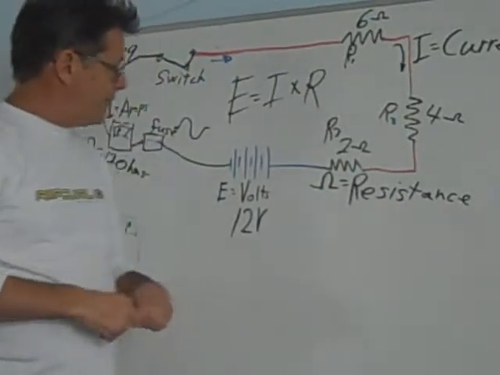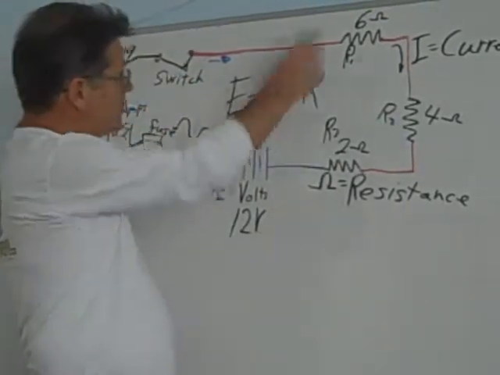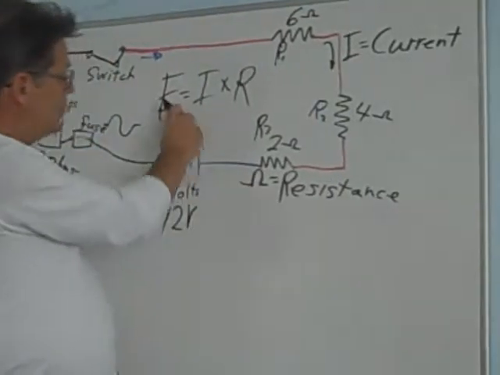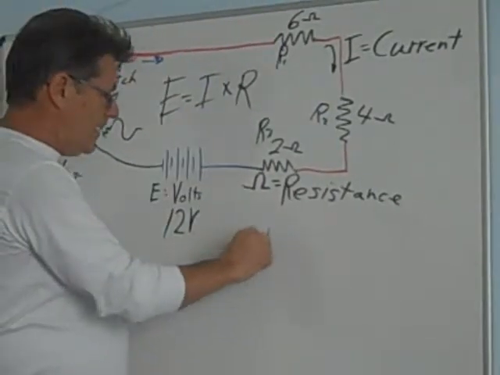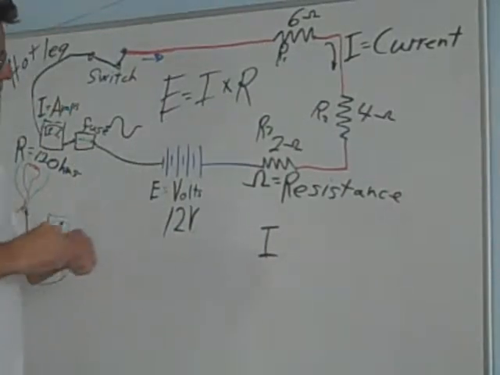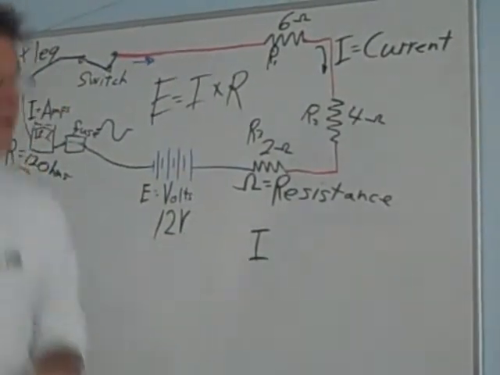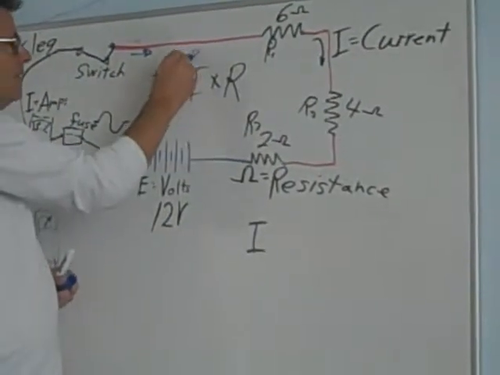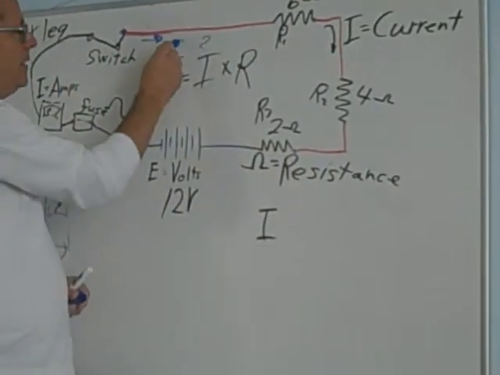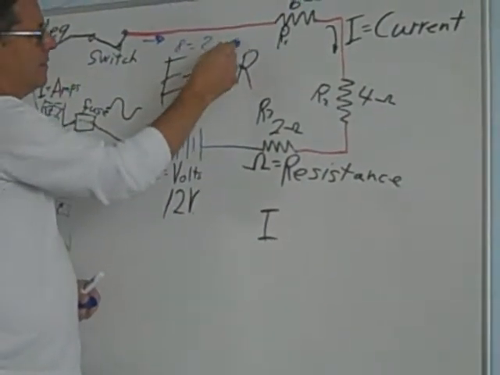So let's do a little quick math. How much current will flow using Ohm's Law, right? And we don't know I, right? So if you didn't know one of these numbers, how could you find it when 8 equals some number times 4?